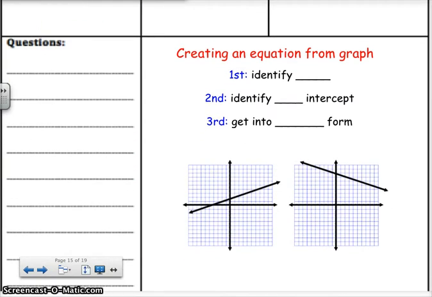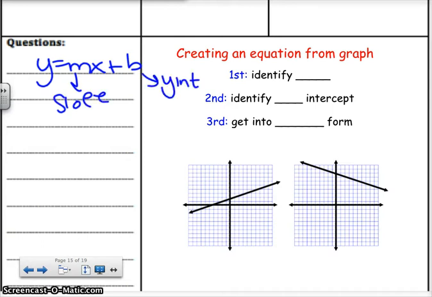The next learning target is creating an equation given a graph. You're going to have 3 of these that you have to do. Remember, again, everything is y equals mx plus b. We have to know our slope. Slope goes in front of the x, and we have to know our y-intercept. So the first thing I need to do is identify my slope. That's step 1, identify your slope.